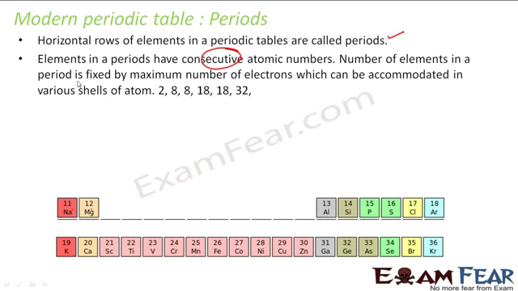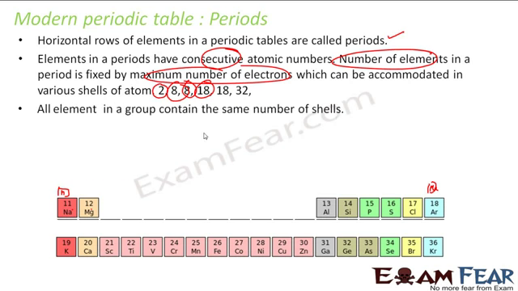Also, the number of elements in the period is fixed by the maximum number of electrons which can be in the valence shell. For example, the first one, which I have not written here, is hydrogen, and this is helium. So they have two. So the first period can have only 2 elements maximum. The second is 8, lithium onwards is 8, and then we have sodium, magnesium, this also has 8, and this one has 18, right? So the number of elements is nothing but the maximum number of electrons in the outermost shells.